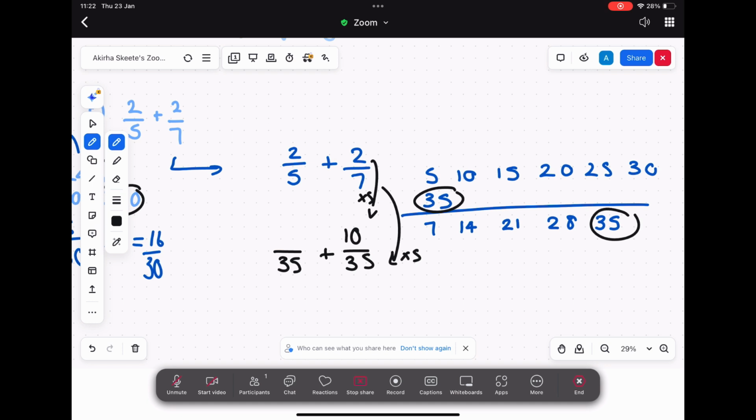So times the bottom by 5, times the top by 5, times the bottom by 7, times the top by 7. That's 14 to finish that one off. So then we simply add the tops as normal, 24, and keep the bottoms the same.